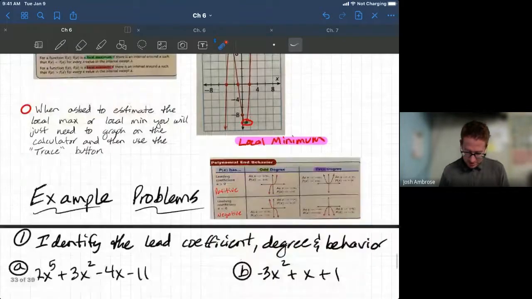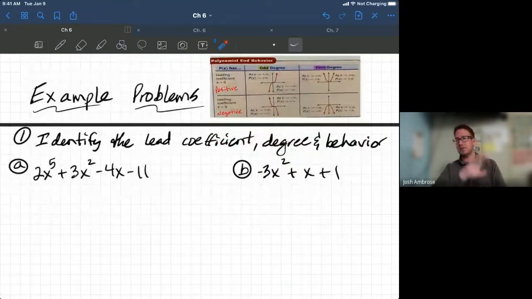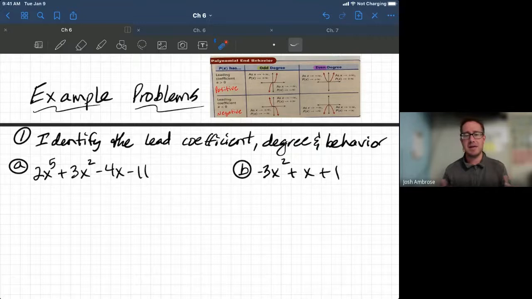Okay, so let's do some example problems. That chart right there is the same chart as above. I just wanted to have it in view so that you could see it as I'm doing the example problems, and so that I could see it also, because we're going to need that. Identify the lead coefficient, the degree, and then state the behavior.